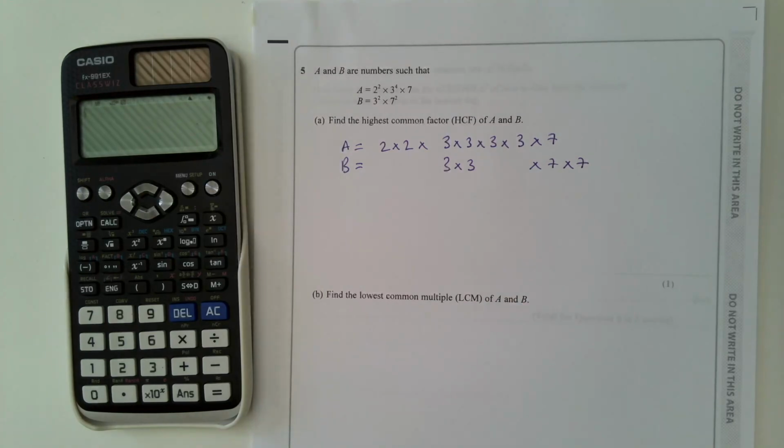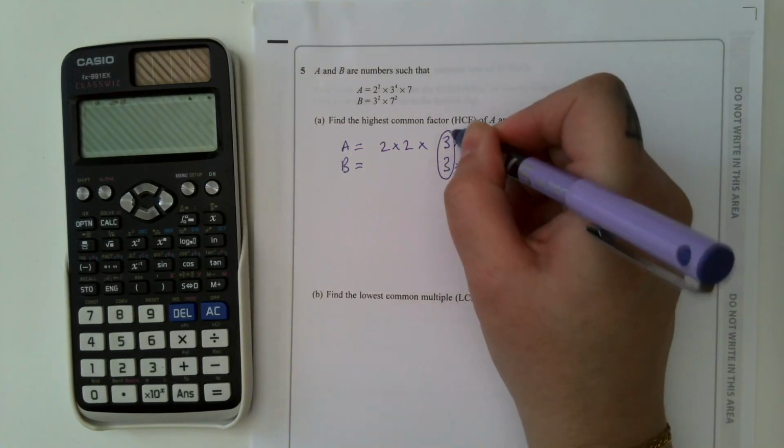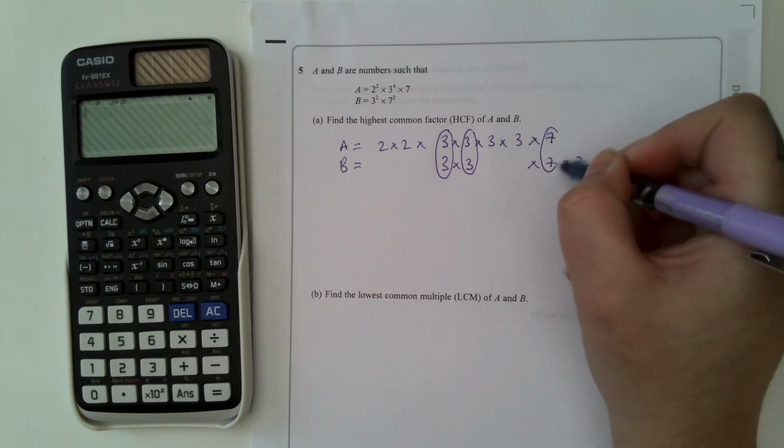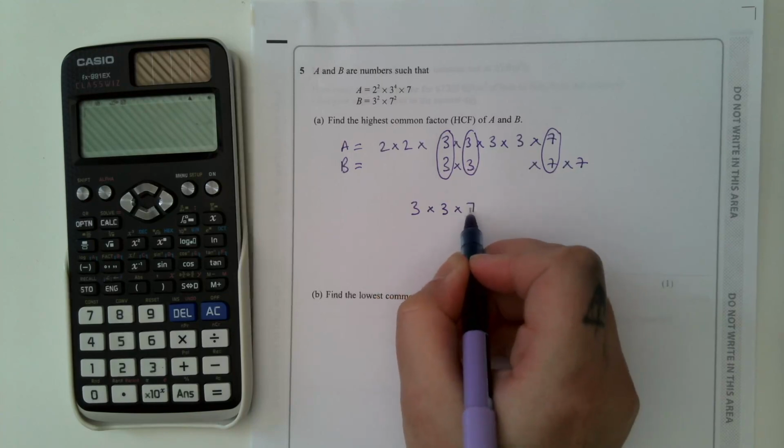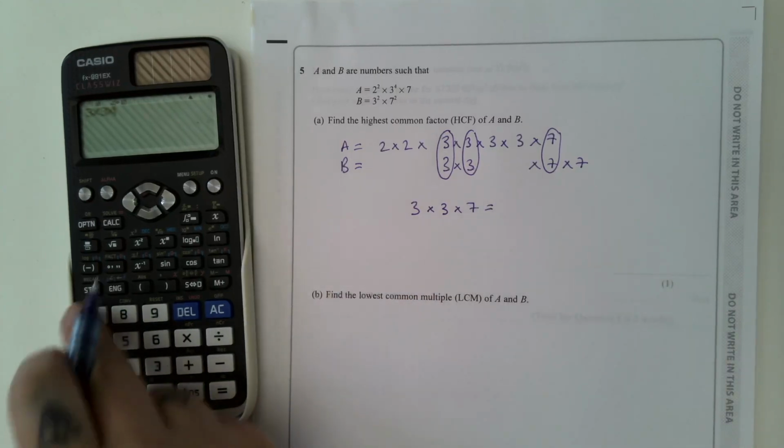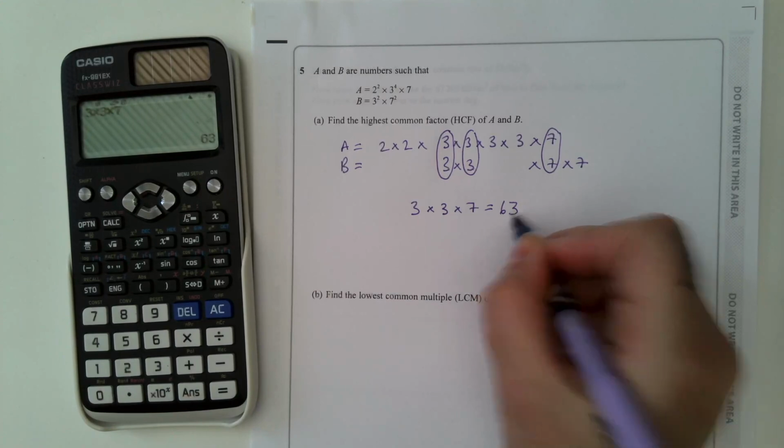So now I'm going to look at what they have in common. So we have 3, 3 and 7. So my highest common factor is 3 times 3 times 7, which is 63.